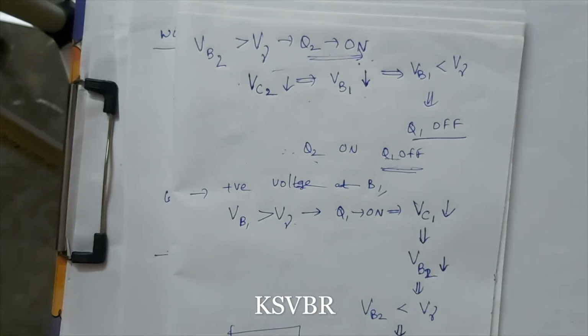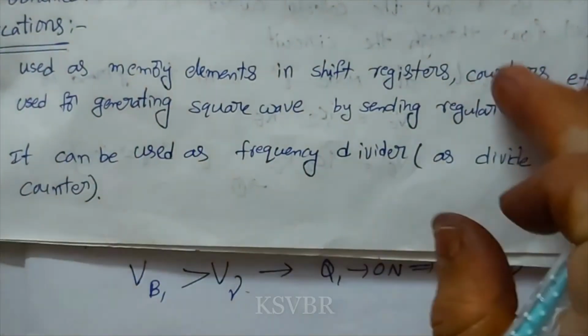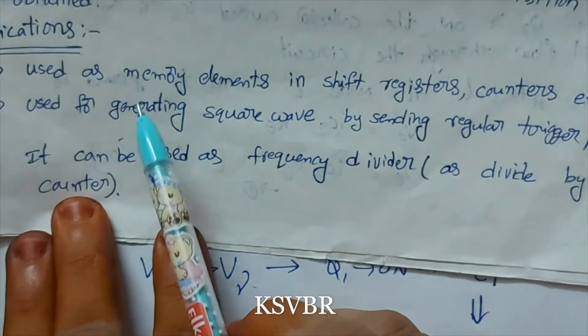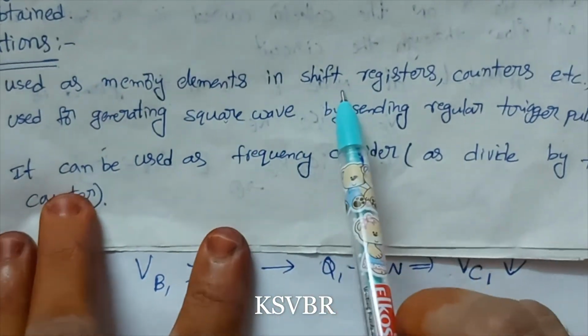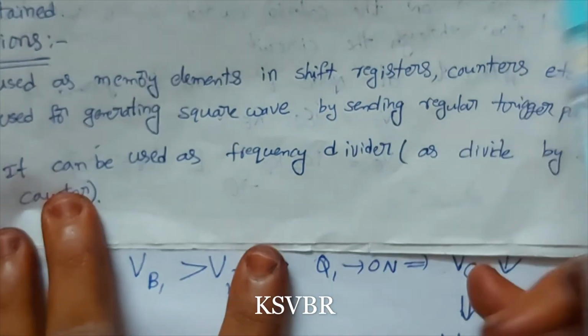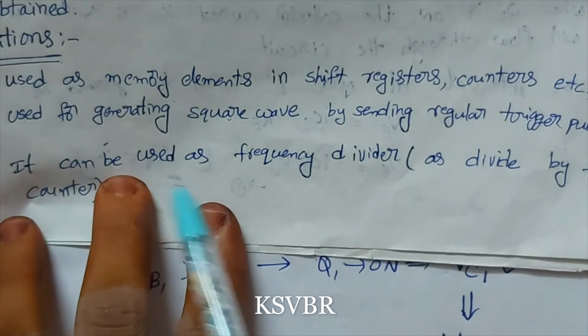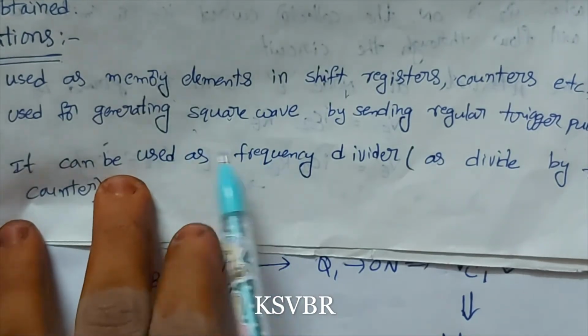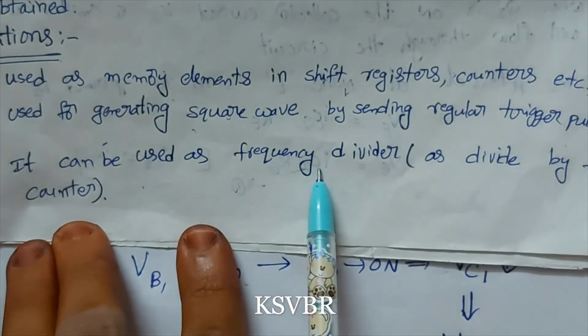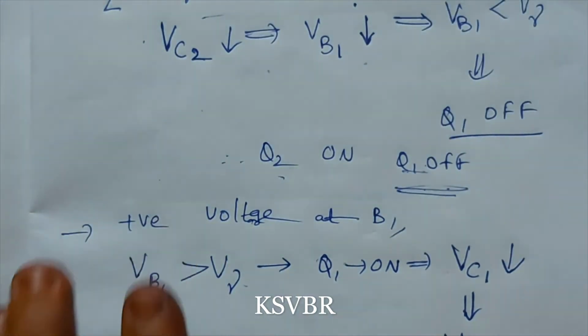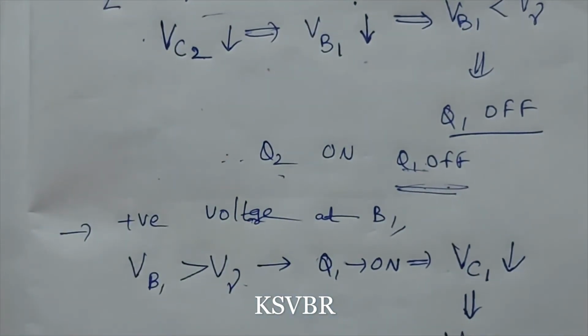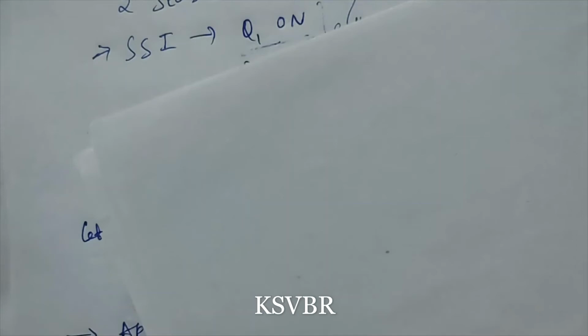Let us see the applications and the waveforms that we will get in bistable multi-vibrator. The applications are: it is used as memory elements in shift registers and counters, as it is used as a flip-flop, so it is used to store only one bit of memory, and it is used to generate square wave. It can be used as frequency divider also. These are the applications of your bistable multi-vibrator. Now let us see the waveforms.